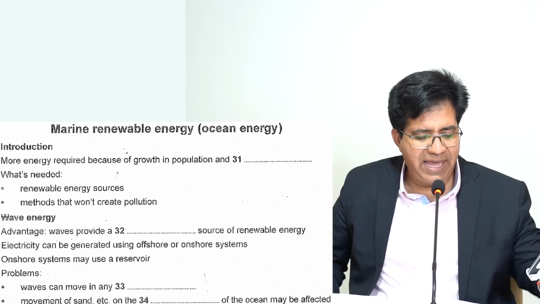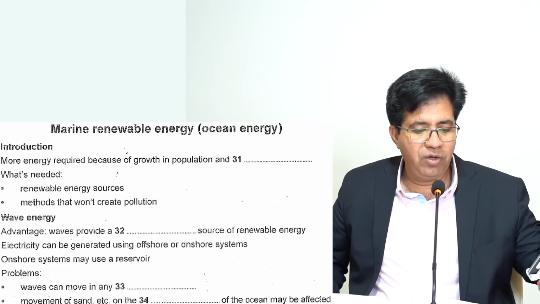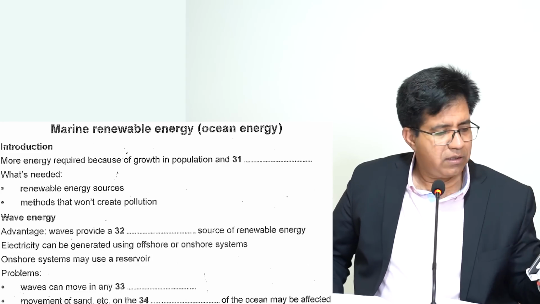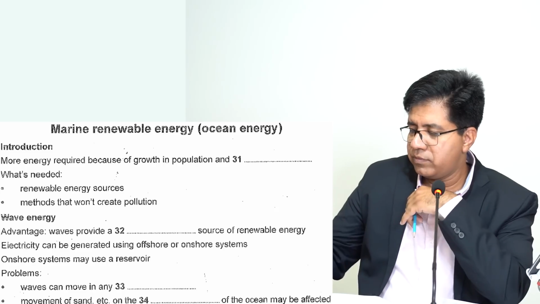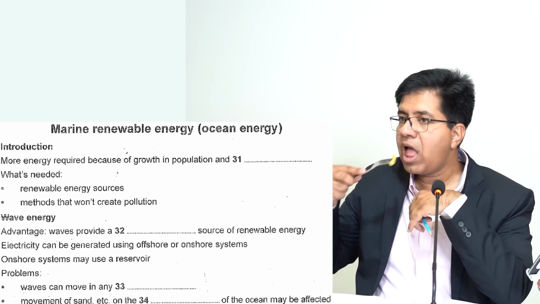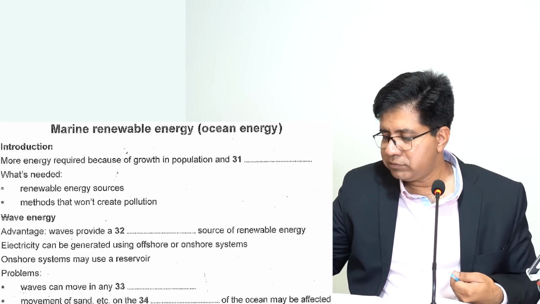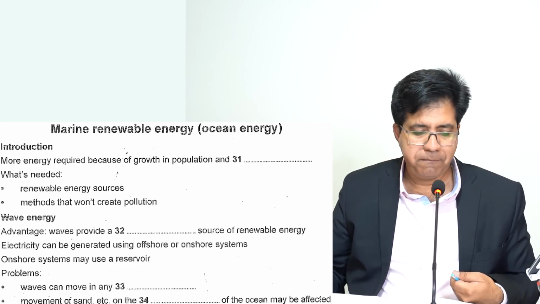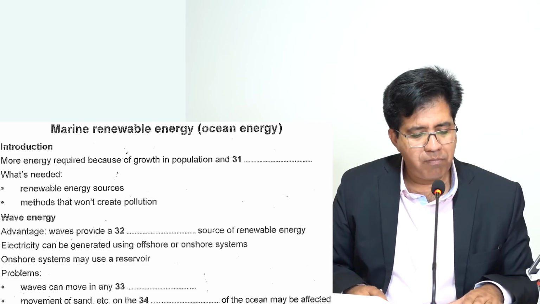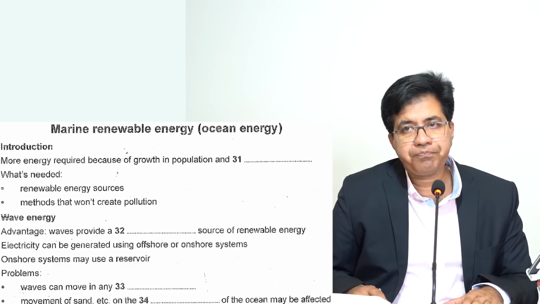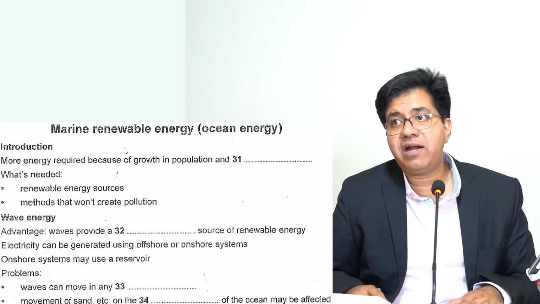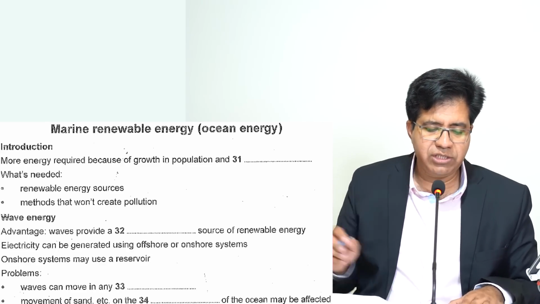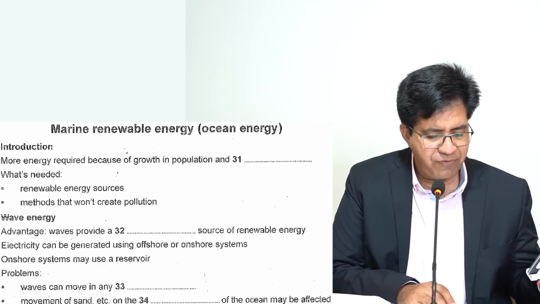So let's see. For instance, answer is place. Waves can move in any place. So waves can go in every place. For example, right? Like this. For a number of years now, electricity can be generated using onshore systems, using a reservoir or offshore systems. But the problem with ocean waves is that they're erratic, with the wind making them travel in every direction. So answer is... Right. What is the word for every, for move?